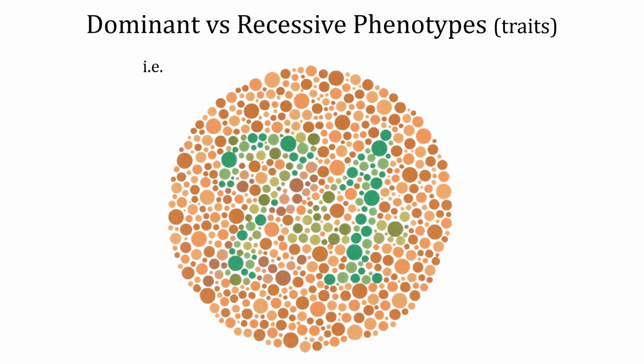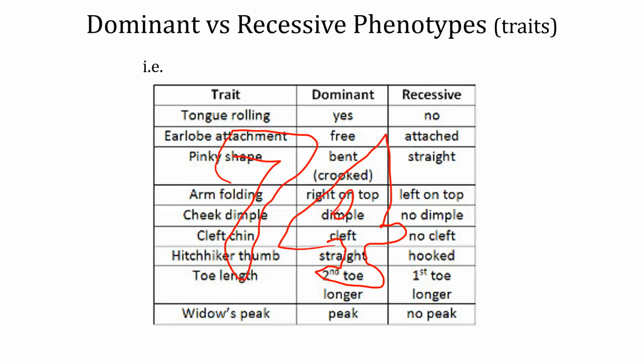If you can't see the number, that is the trait of red-green color blindness, an inability to distinguish the difference between kind of similar shades of red and green. Somebody that is red-green colorblind could not see that there is a number embedded in here, 74. This is the recessive trait. So those are dominant and recessive traits.